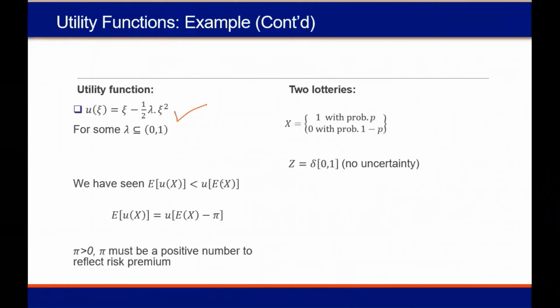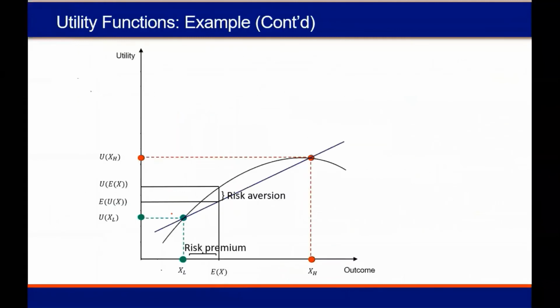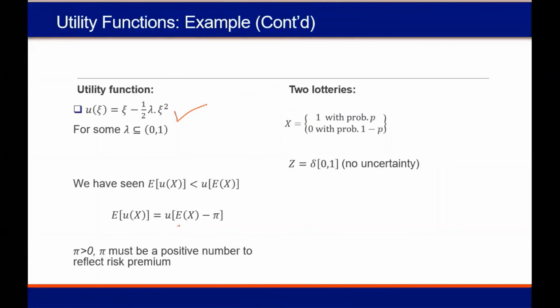Now, we already have shown you that these two points can only be equal if you subtract the risk premium from the expected wealth and take the utility from this amount. That means it is the certainty equivalent amount. The utility from the certainty equivalent amount and the utility from expected wealth will be equal only if this condition is satisfied. And you know very well, the risk premium must be a positive number.